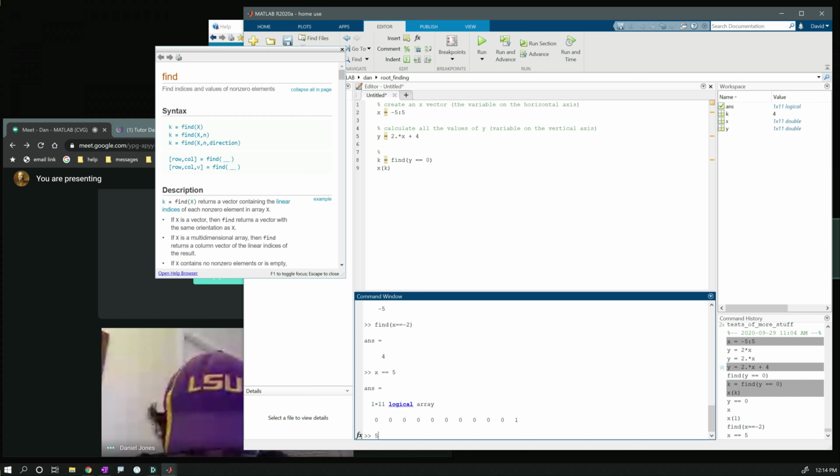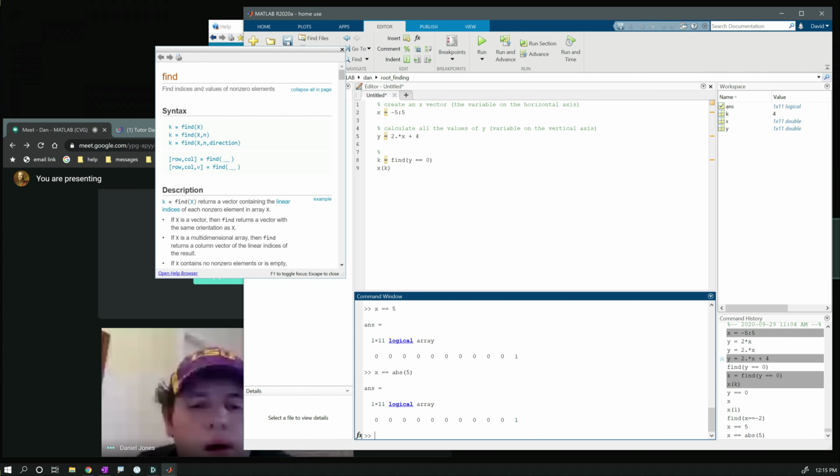Okay, so is 5 equal to the absolute value of 5? Well, I was saying, like, x equals absolute value 5. Oh, I see what you're trying to get at. Okay, so let's just type this in, right? So when is x equal to absolute value of 5? It's still just going to be the positive 5 because this evaluates to 5, and then it's the same as evaluating this expression.